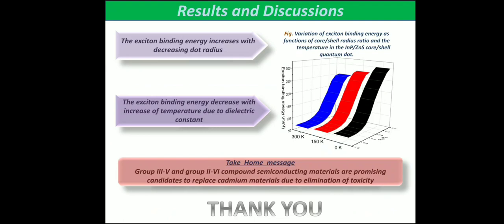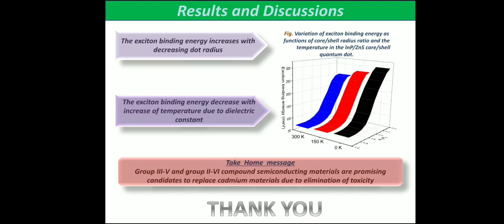So binding energy increases with decreasing dot radius. It reaches a maximum value and then rapidly decreases due to Coulomb interaction between the electron and hole. The excitonic binding energy decreases with increase of temperature due to an increase in dielectric constant. So by taking all these values, we can design a novel optical device based on excitons.